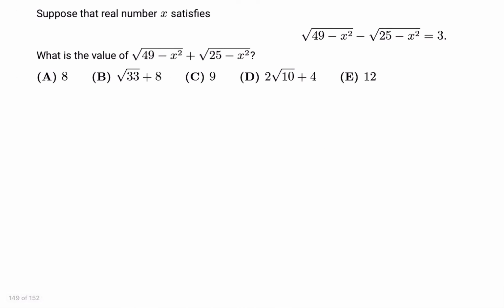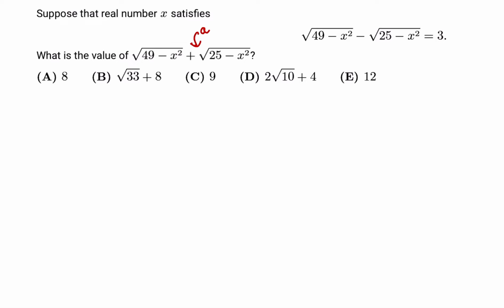Suppose that real number x satisfies this. What is the value of this? Okay, so it looks like these two are the numbers that, when multiplied together, form a difference of squares. So let's try that. Let's just say that the thing that we're trying to find is p, for example. Actually, no, because that represents prime. Let's just say it's a.